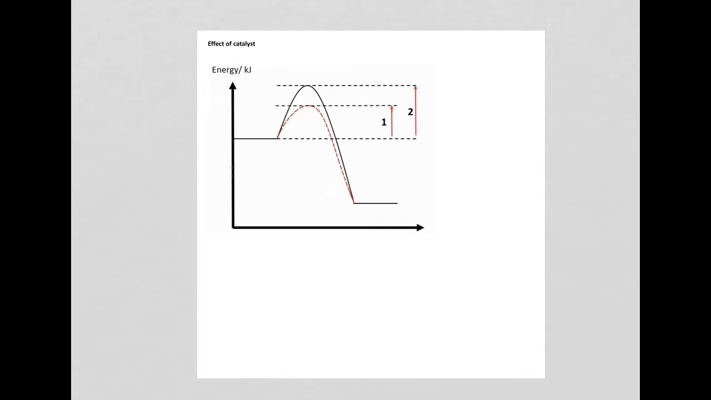I know this was part of the IGCSE definition, but for DP, you have to know that a catalyst will not lower the activation energy, but it will only provide an alternative route with a lower activation energy.